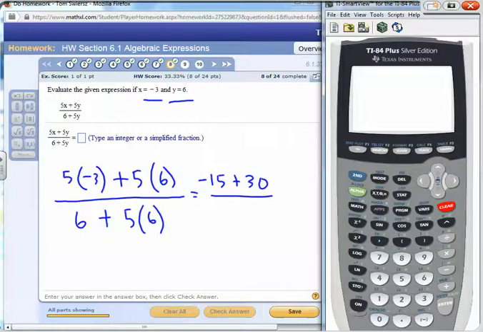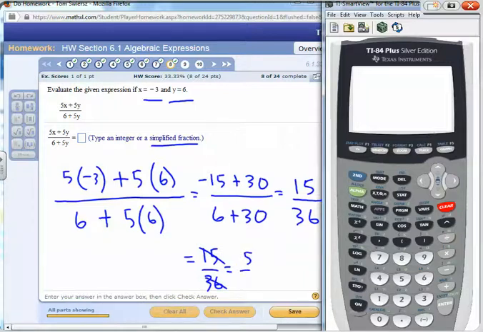In the denominator, do the multiplication first. 5 times 6 is 30. Now, negative 15 plus 30, one number positive, one number negative, subtract. The larger absolute value is positive, so it's positive 15. 6 plus 30 is 36. Now what? 15 over 36 reduces, right? Simplified fraction. 3 goes into 15 5 times. 3 goes into 36 12 times. So our final answer is 5/12.